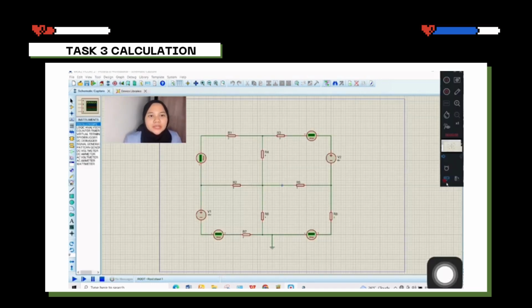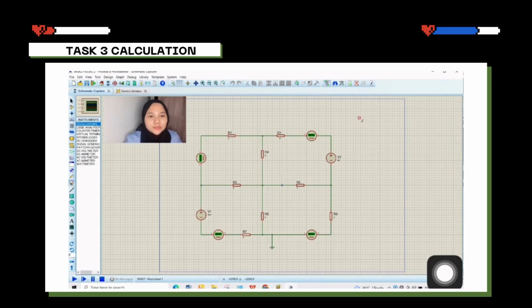Okay, the next circuit is figure 2, where we need to find the values for I1, I2, I3 and I4 for each loop, and the given voltage sources are V1 10 volt and V2 8 volt. So in order to find the value of the current, we need to put a DC ammeter in each loop.